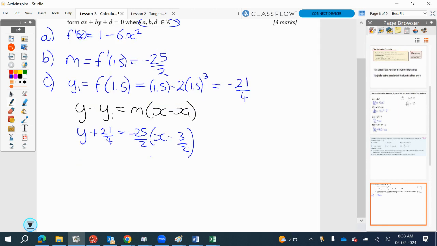So if we multiply this by 4, we get 4y. We multiply this by 4, we get 21. We multiply this by 4, we get negative. Wait, I'm so confused. If we multiply minus 25 over 2 by 4, negative 100 over 8. No, negative 50. Wait, what? Yeah, because it's already negative.